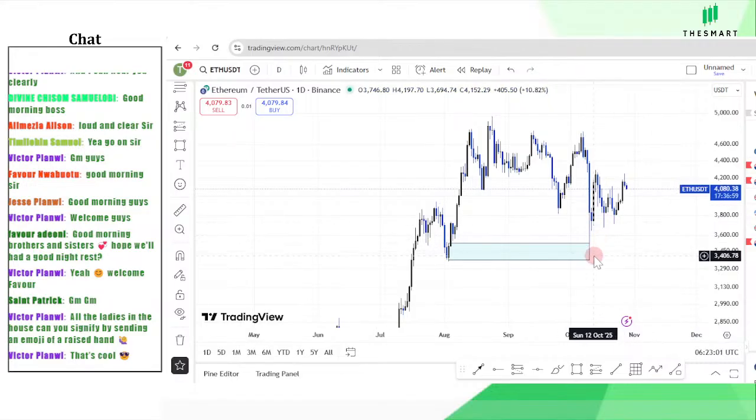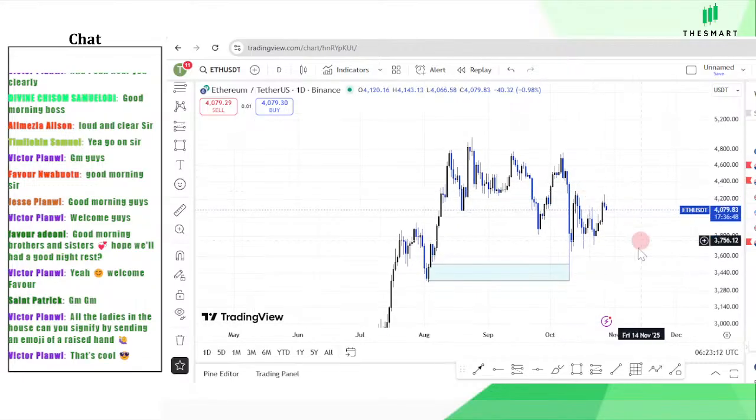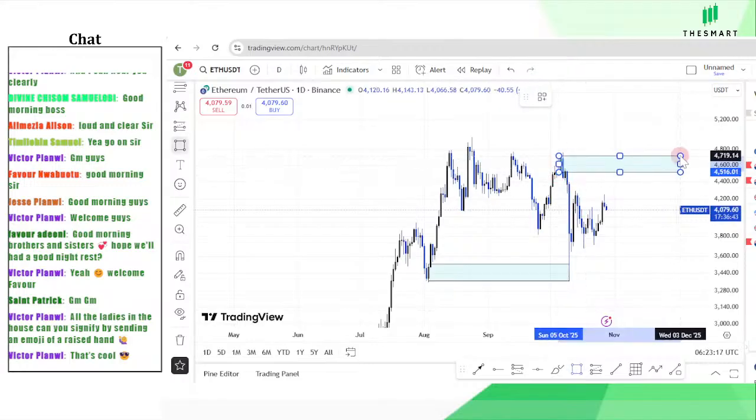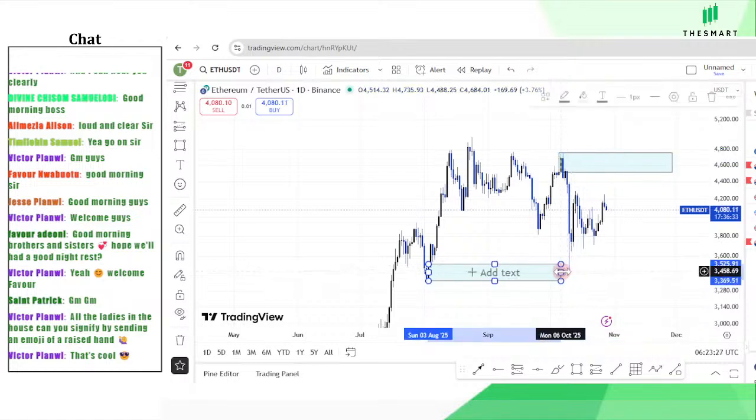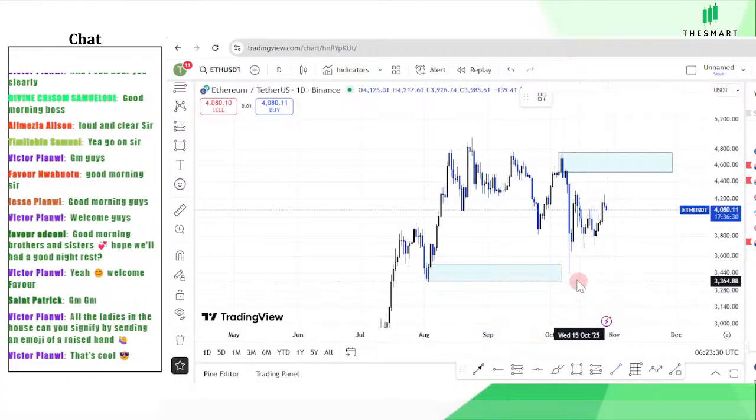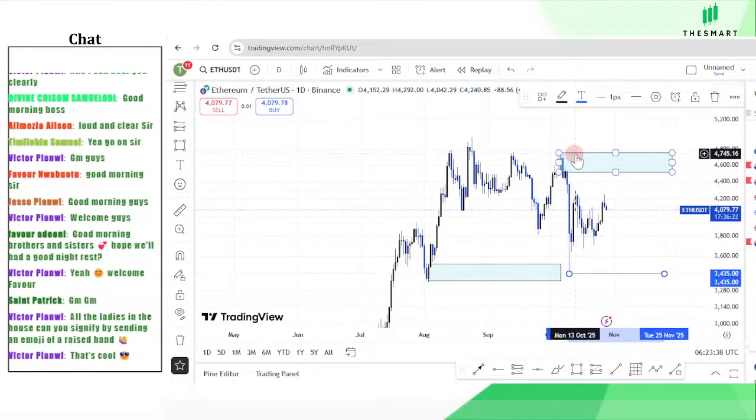So looking at this daily from this level, we can see that price has already tapped into this demand level, and price is currently buying to the upside. And where is the supply zone for this daily level? This is what we have on the daily level. We want to see price trade into this zone on the daily. This is our external high, and this is our external low. So this is the low on the daily here, and this is the high at this point.